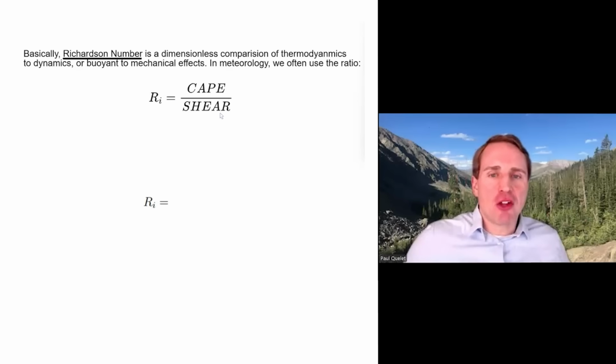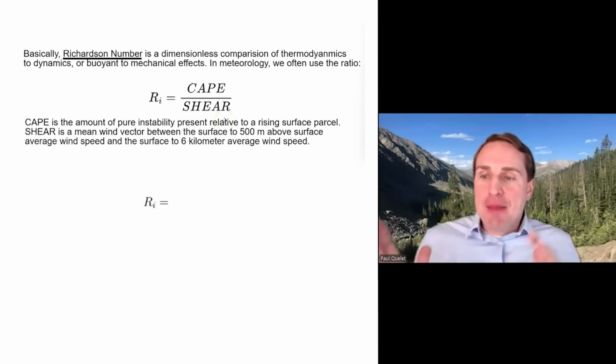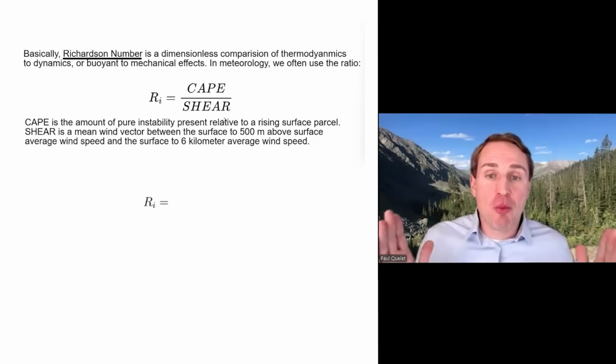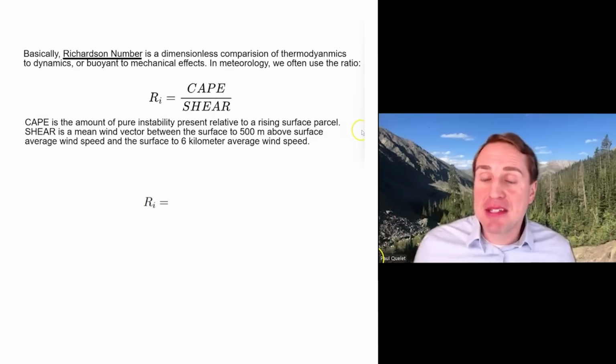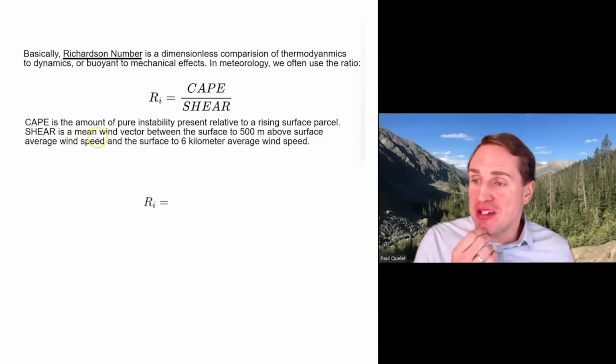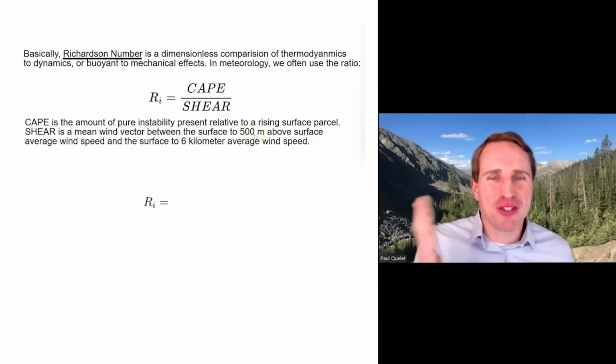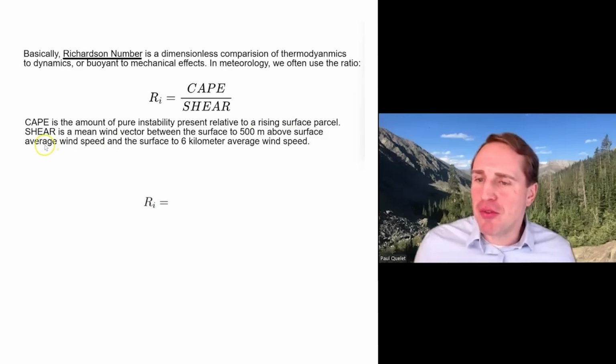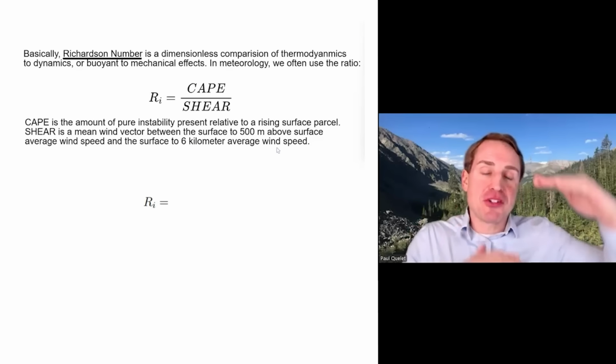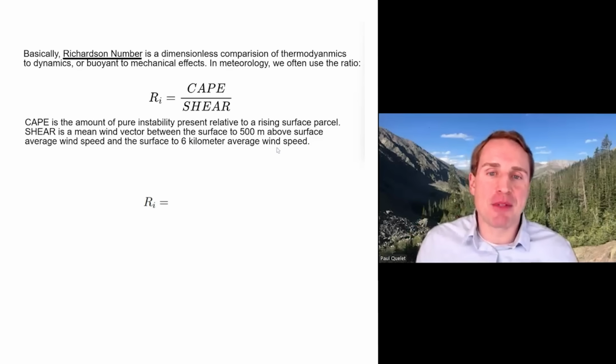However, in meteorology, when thinking about CAPE versus shear, we have to be careful with definitions. CAPE is that pure instability, whereas shear is typically the mean wind vector between the surface and 500 meters, that's 1/2 kilometer above the surface. And we take that and we compare it to the 6-kilometer average wind speed. 0 to 6 kilometers is the most typical depth over the atmosphere that we calculate storm shear over.